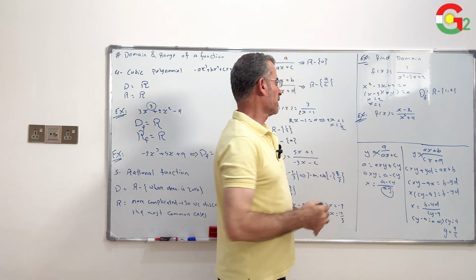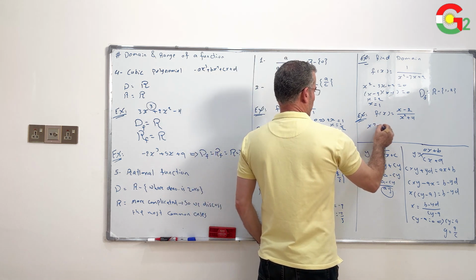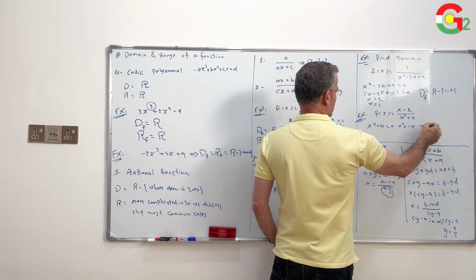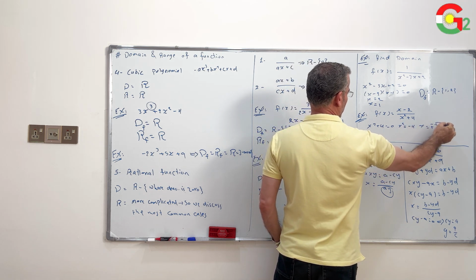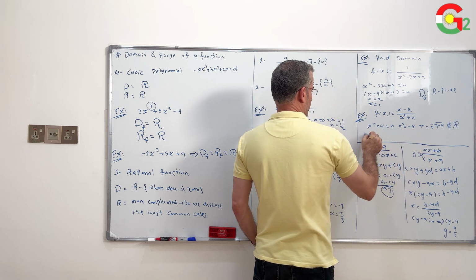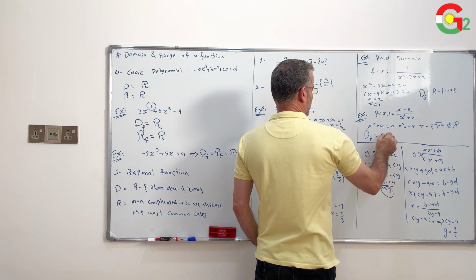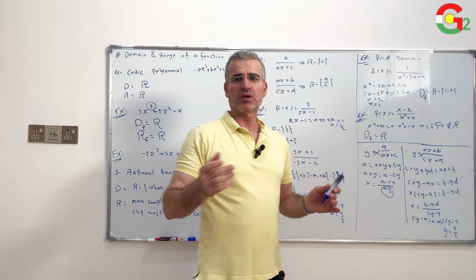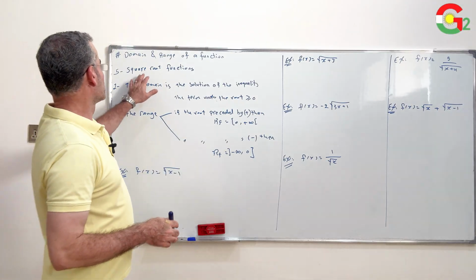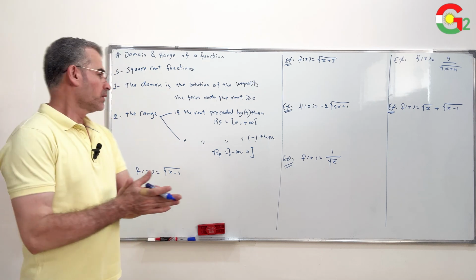Find the domain of this function. x squared plus 4 equals 0, x squared equals negative 4, x equals plus or minus the square root of negative 4, which is not a real number. Then the domain is all real numbers, since there is no point that makes the denominator 0. Number 5, square root functions.